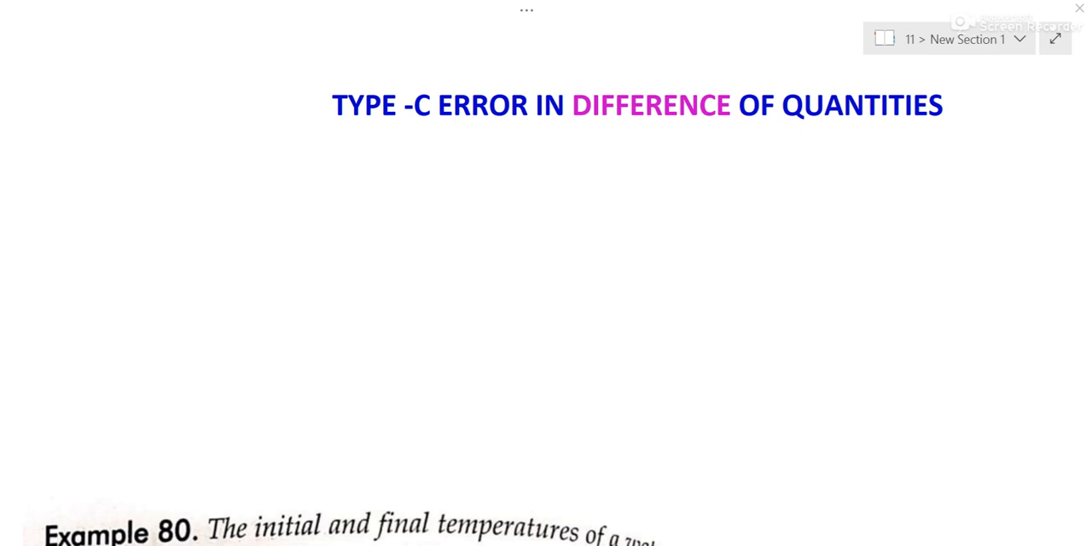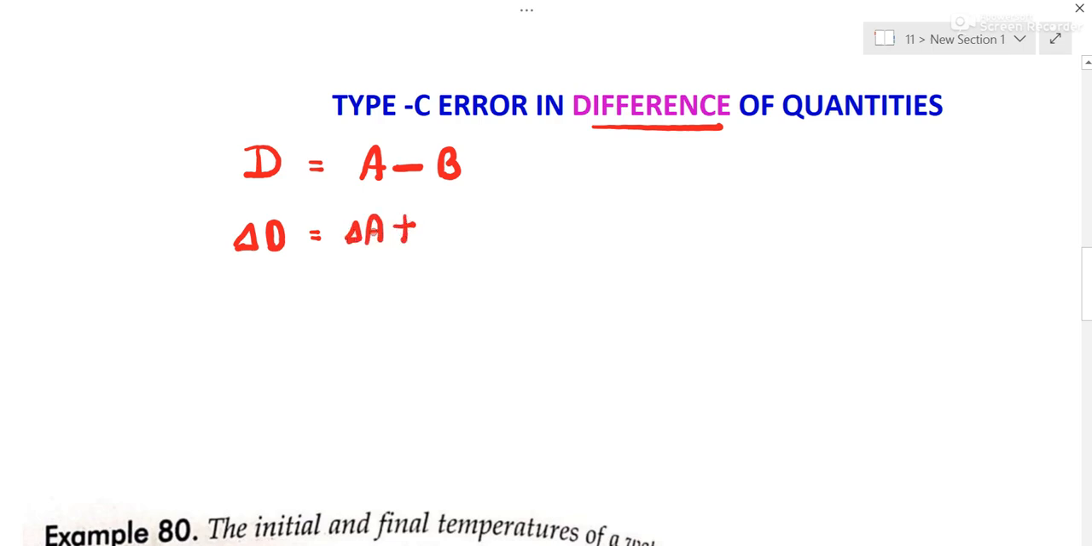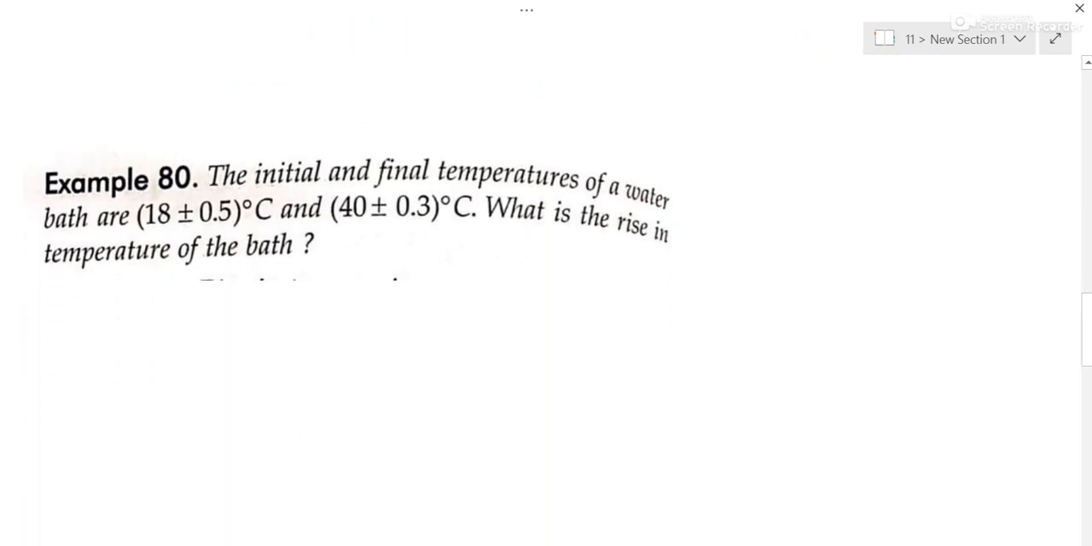Now let us see the next type of numericals, error in difference. That is, if D is the difference of A and B, then error in D would be the sum of error in A and error in B. So yes, main quantities will be subtracted but errors would be added. So let us see the first numerical.